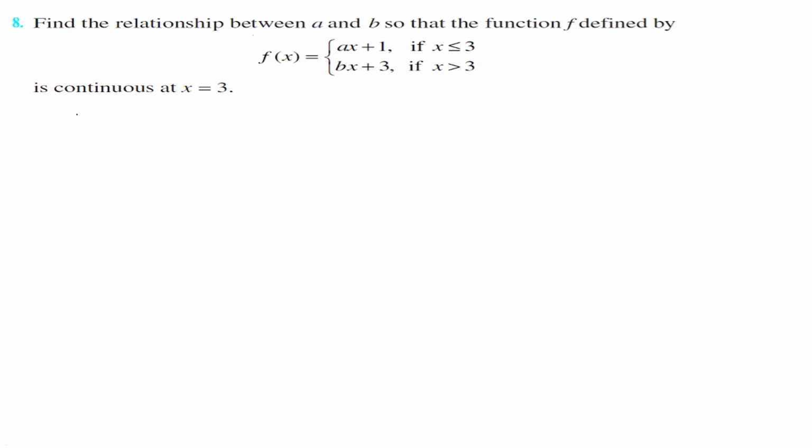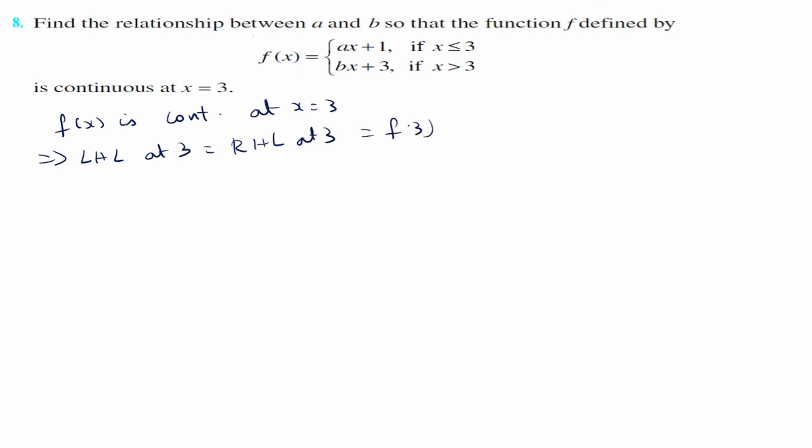So here it is given that f of x is continuous at x equal to 3. This implies the left hand limit at 3 is equal to the right hand limit at 3, which is equal to f of 3.